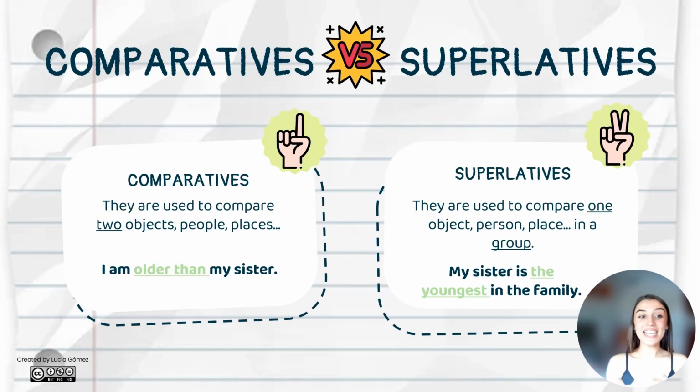Okay, so first things first, when do we use comparatives and when do we use superlatives? Well, we use comparatives when we want to compare things, it makes sense. In this case, you're going to see that I'm comparing two different things, two different people, myself with my sister. If I tell you something like, I am older than my sister, comparo dos cosas, yo, o sea, a mí misma, con mi hermana.